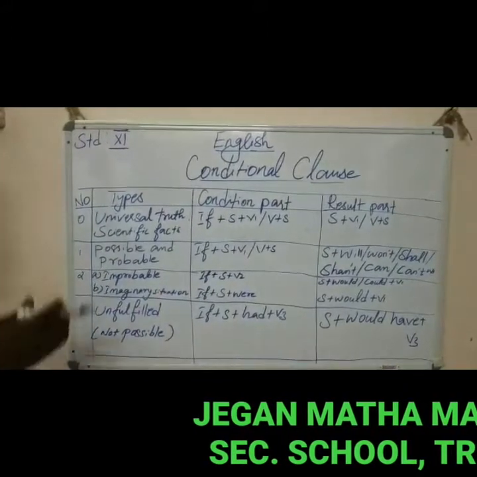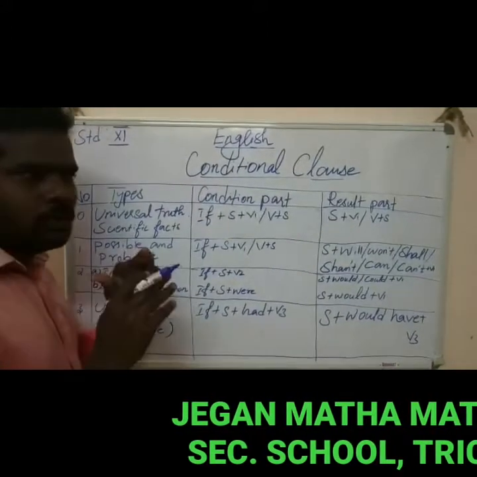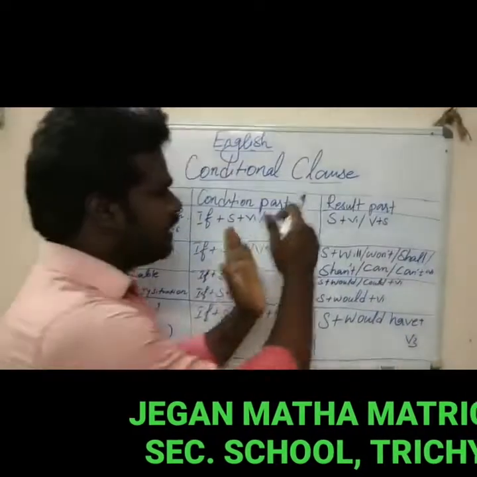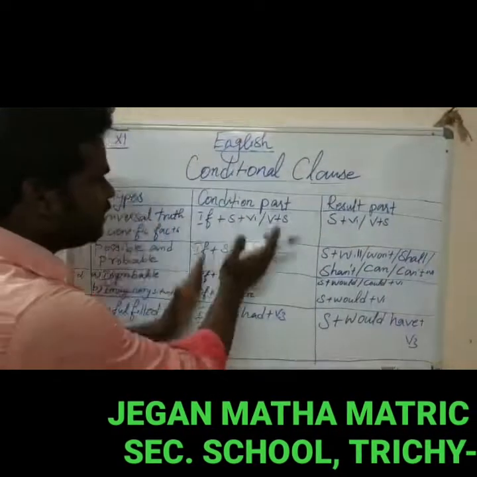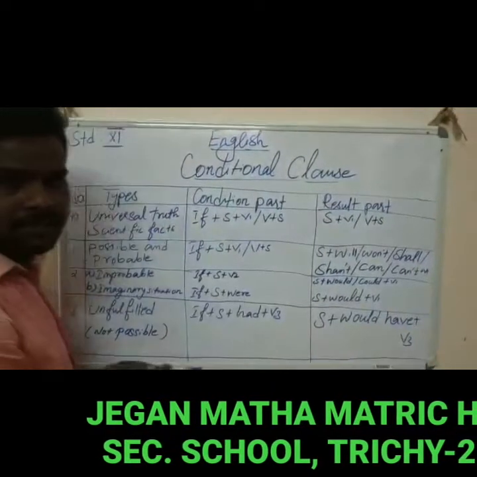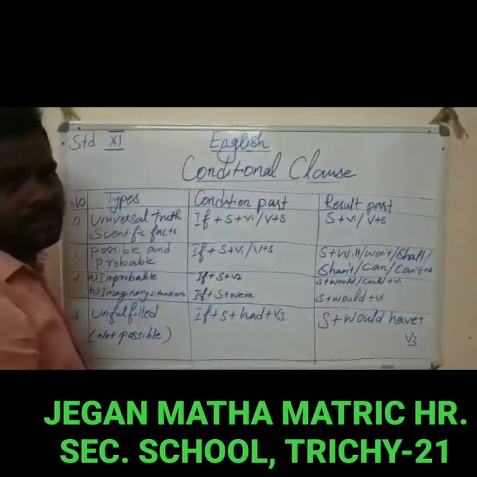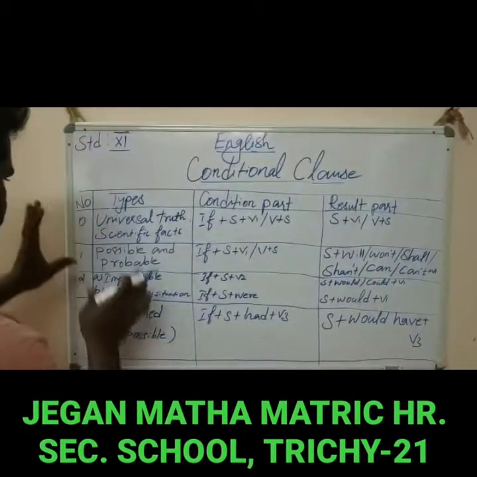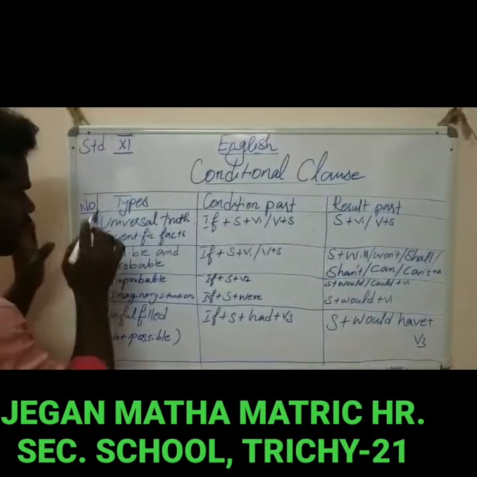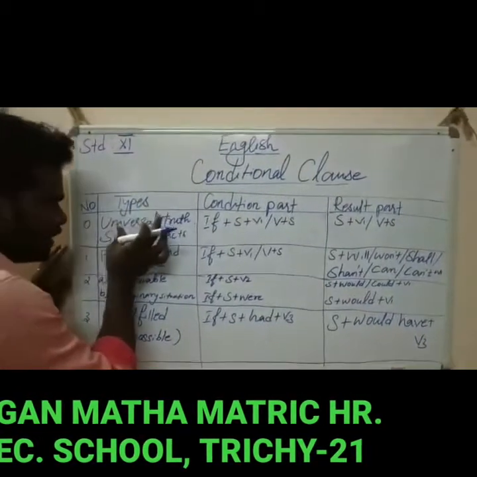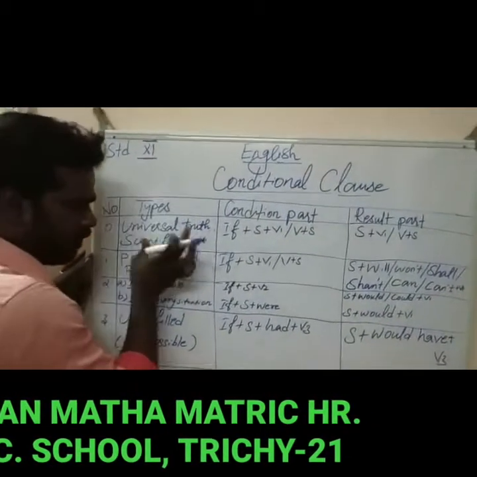In the conditional clause, we have two separate parts of the sentence. One is the condition part, the remaining is the result part. The condition part is an incomplete sentence. The result part gives complete meaning. Okay. First, the zero type. How do we identify and how do we make this zero type? That's universal truth or scientific facts.